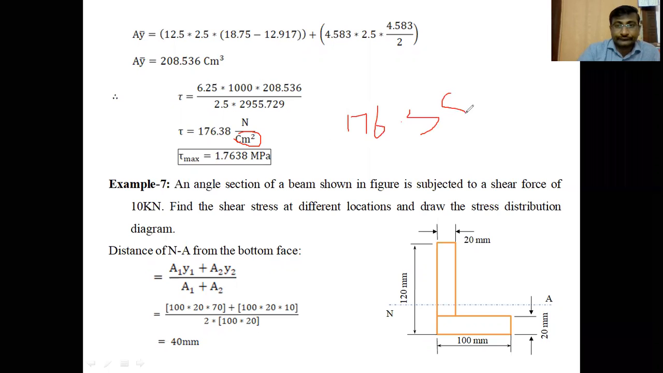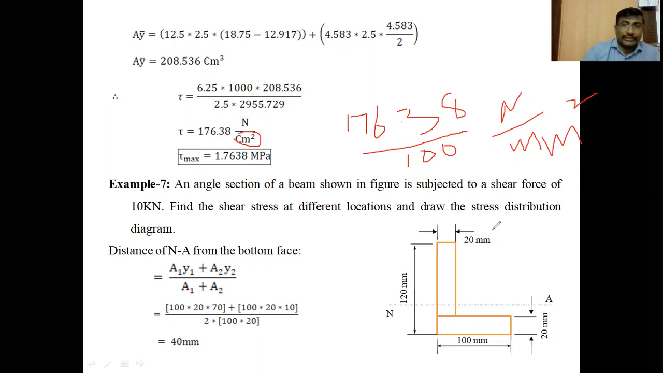176.38 newtons per centimeter square. To convert centimeter square into millimeter square, 1 centimeter is equal to 10 millimeters. So 10 square, that is 100. Divide by 100, then we can get the newtons per mm square. So 176.38 by 100 means 1.7638 newtons per mm square.